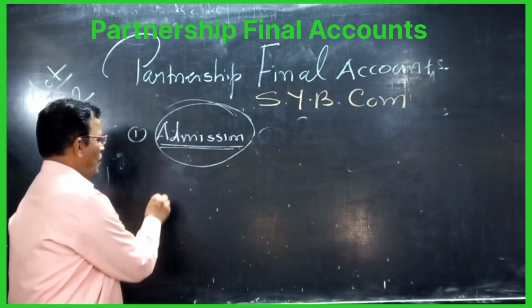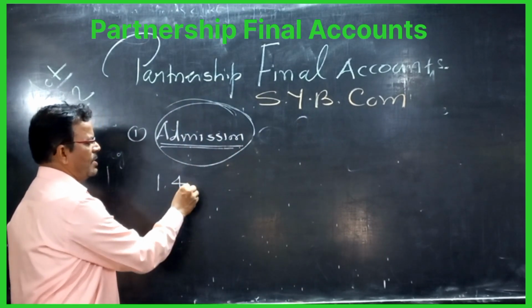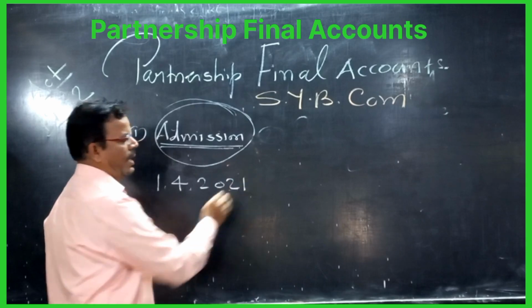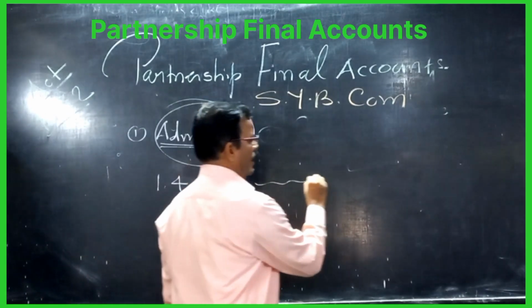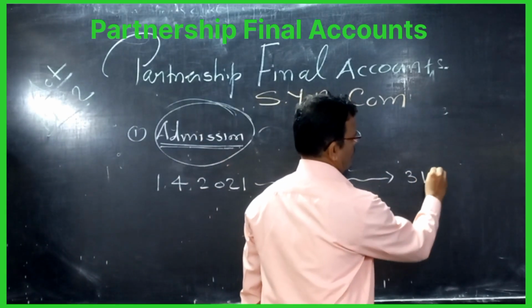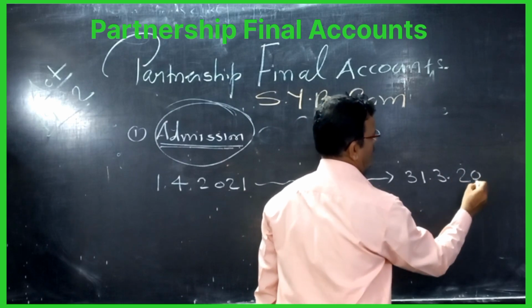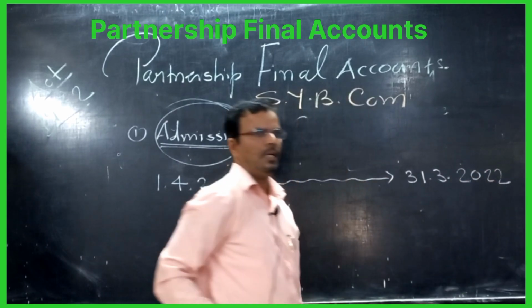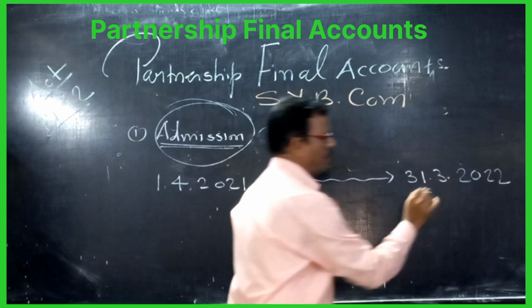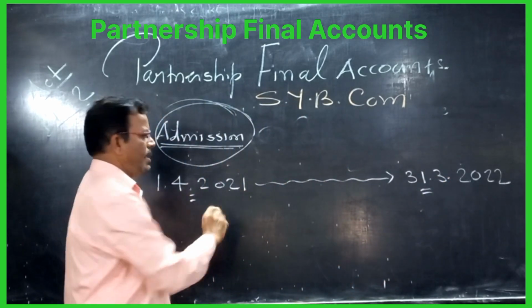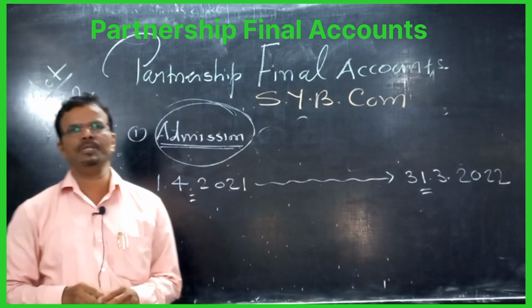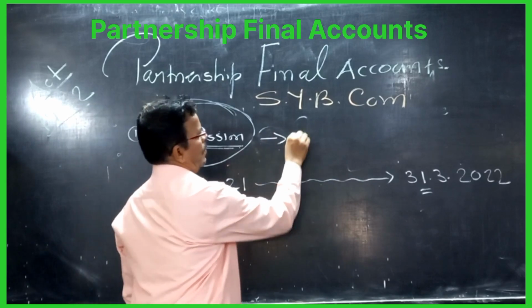The trading account remains the same. The profit and loss account will be changed if the partner is admitted during the financial year. If the partner is admitted on the first day or the last day of the financial year, there will be no change. See, suppose my financial year starts from 1st April 2021, so my year ending will be 31st March 2022. If the partner is admitted on this date or on this date, there is no need to change the profit and loss account format.